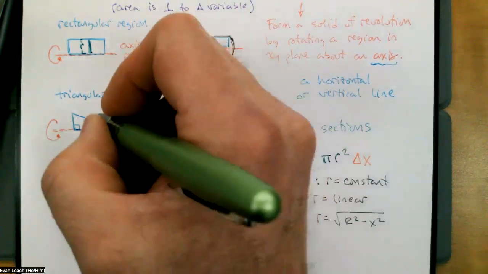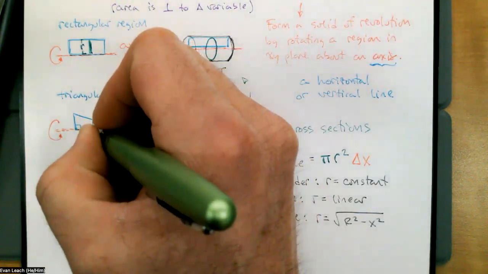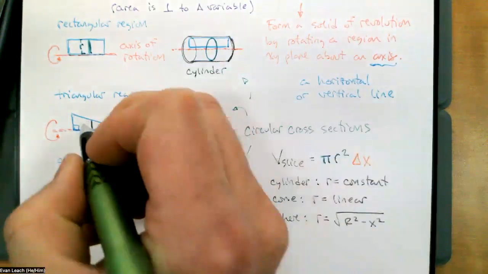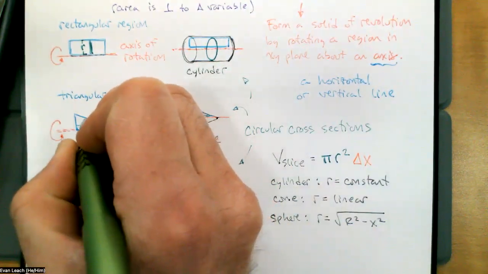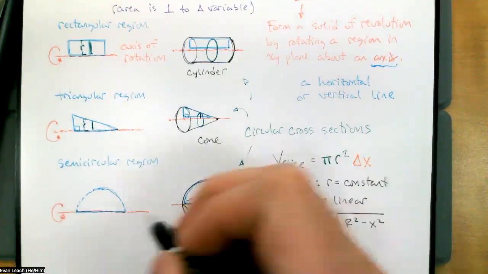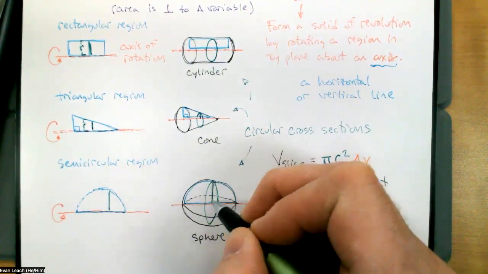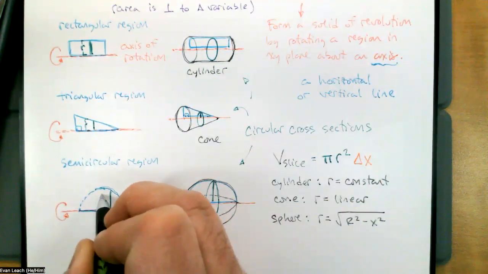For our triangular region, here is where we see that piece of that circular cross section. For our sphere, here is where we see that piece of our circular cross section.